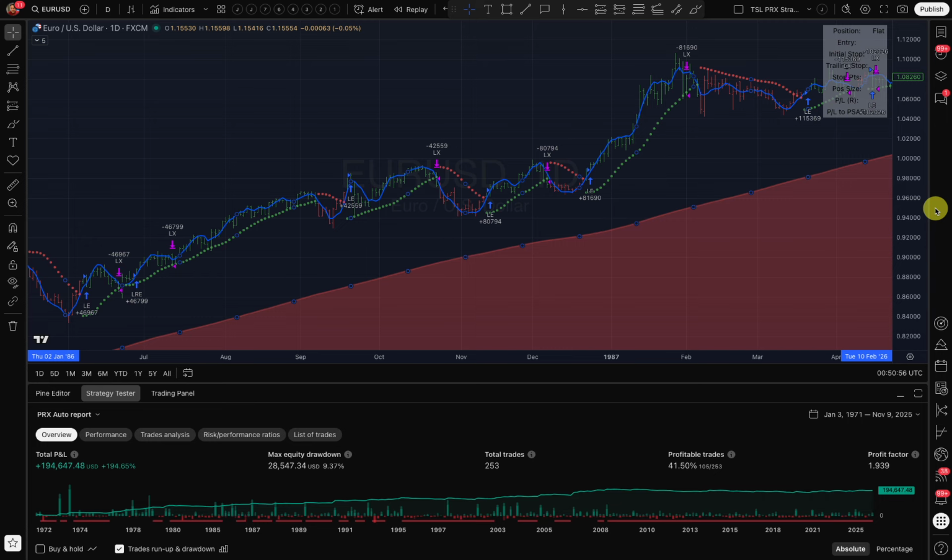But yeah, I just want to point out a few things here that highlights that 1% risk per trade, how we can use that as a benefit for growing the risk along with the account equity as it grows, and then just showing some super long-term charts on some currencies here.